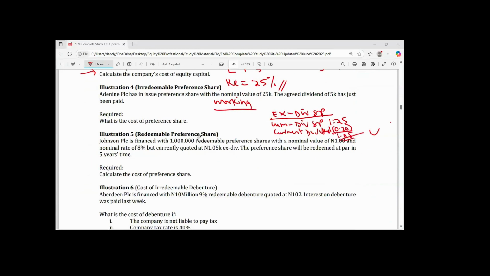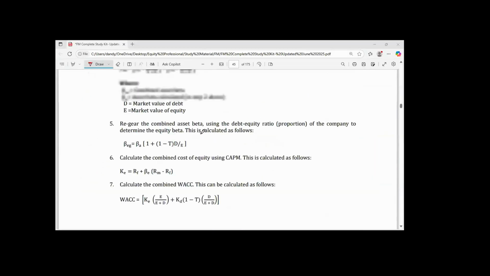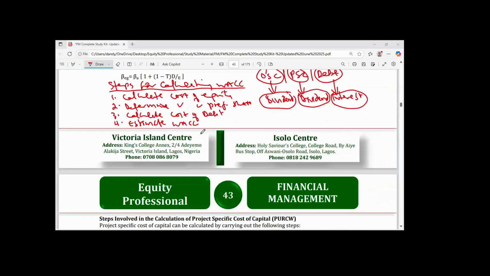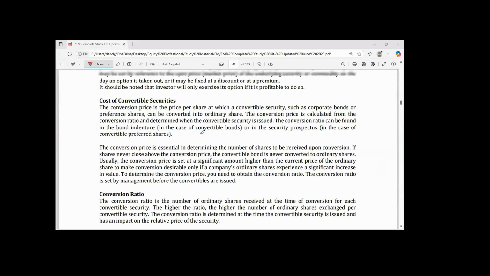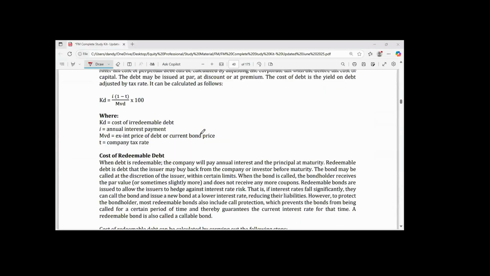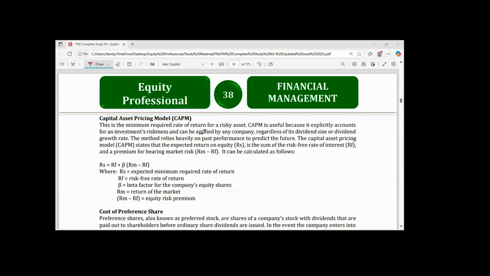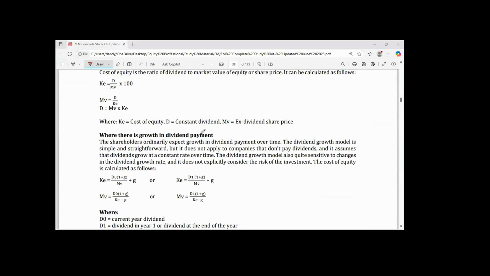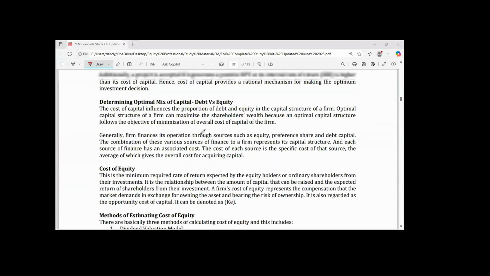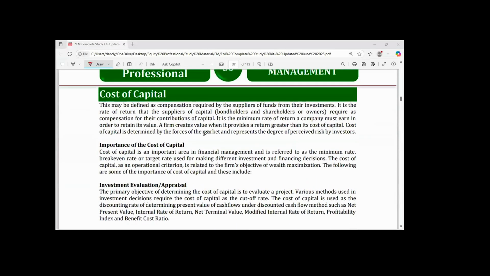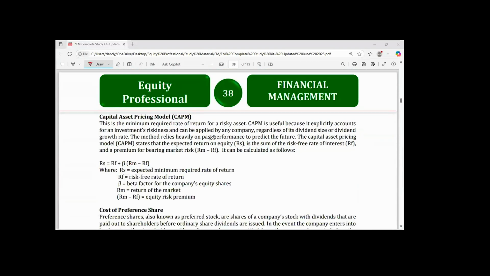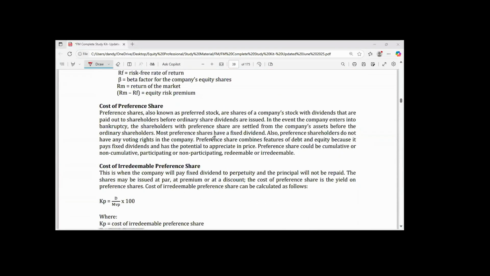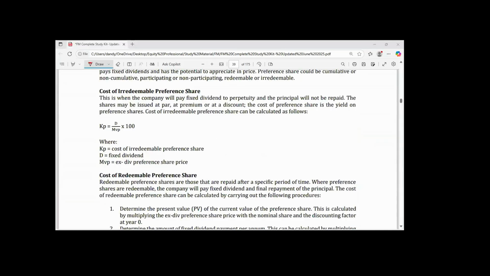Let's go back to the material and discuss cost of preference share. In order for me to express myself very well, let me maintain the working note to do the cost of preference share. So you can open the material at your end so that you can follow through.